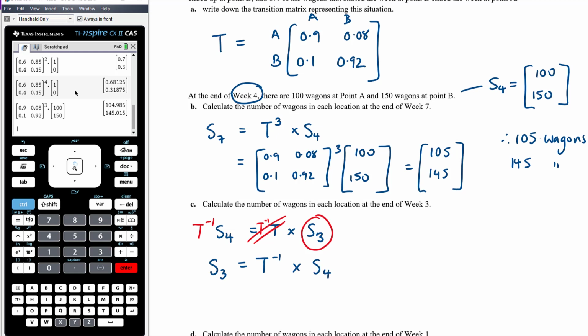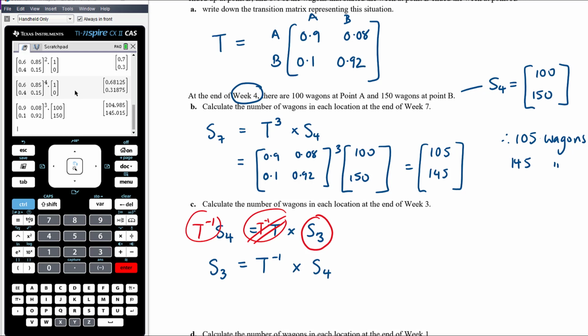But actually, it means that we can think about this in the same way that we usually think about how many transitions there are to get from stage 4 to stage 3. There's -1 transitions, and that becomes my power. And we can actually extend that out if we wanted to go further back in time. But it comes from using our inverse matrix to solve that equation.